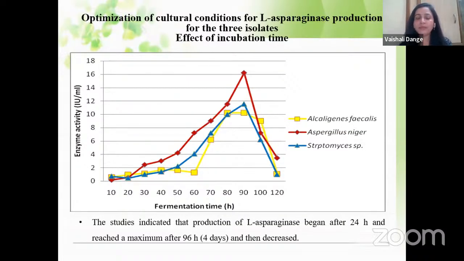Next, optimization of the cultural condition, because I don't know at what pH, at what temperature, at what incubation period the enzyme will grow. I don't know. So I have done it with the help of different incubation times. I applied them for the different types of culture. I chose these three cultures. For the incubation period, if you can see the graph, the enzyme activity increases beginning at 24 hours and finishing at 96 hours. So in 4 days, I got the maximum activity, as you see in this graph.